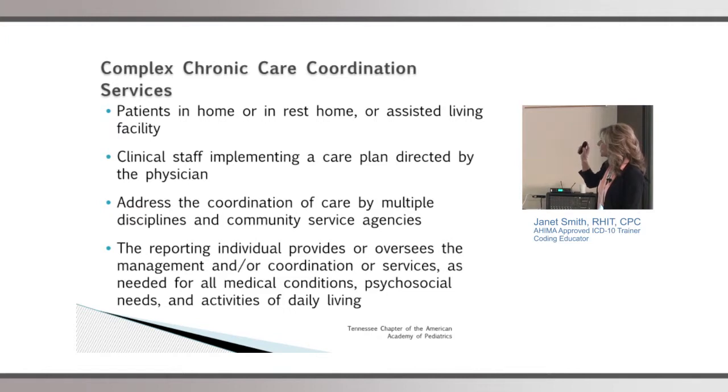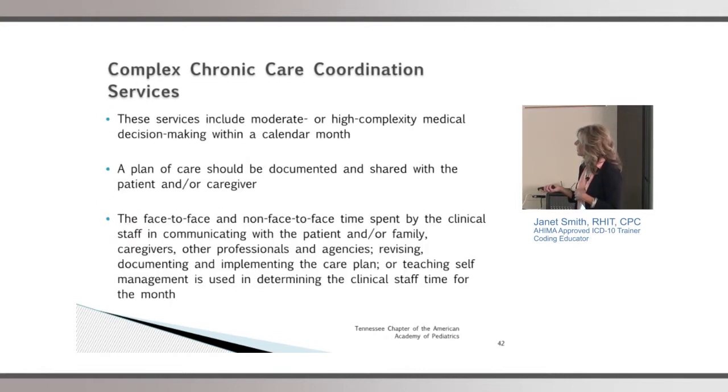So some of the services that would be provided under these codes would include, these are for services that are provided to a patient who is either at home, in a rest home, or assisted living facility. And it's the clinical staff carrying out the care plan as directed by the physician or other provider. They would be addressing the coordination of care across multiple disciplines and community service agencies, where the reporting individual provides or oversees the management or coordination of services needed for all medical conditions, psychosocial conditions, and activities of daily living. These services include moderate or high complexity medical decision making within a calendar month.